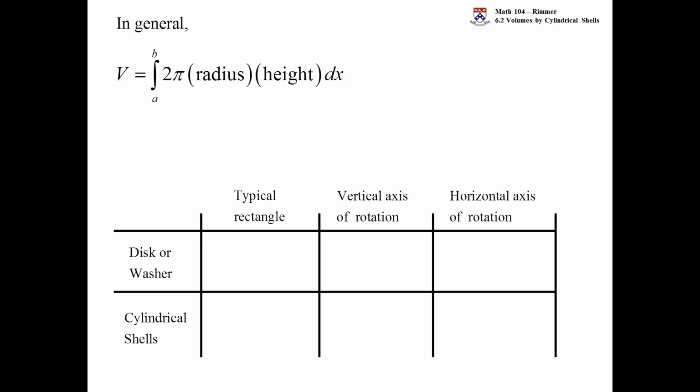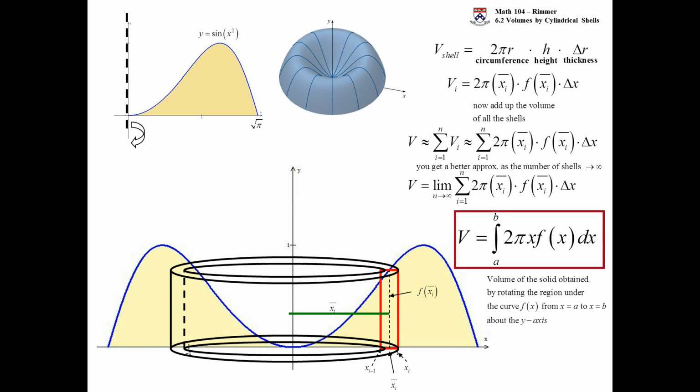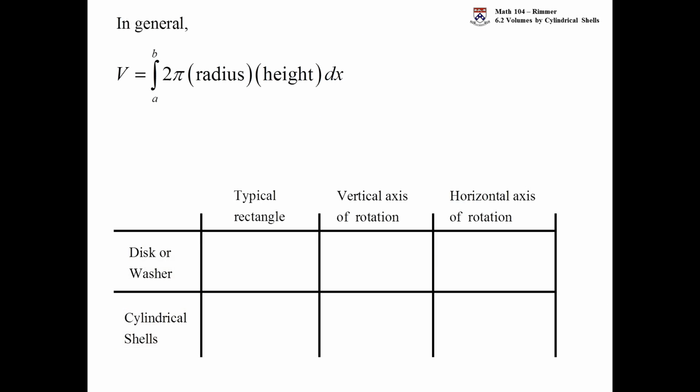It won't always be in x. We'll see that sometimes it might be in y. And how do you know what the radius is? Well, it'll change depending on the problem. But just like with disk and washer, the radius is a distance from the axis of rotation to some typical rectangle. So we're going to start off by drawing a typical rectangle and go from that axis to that rectangle. Remember, that's what xi bar did. It went from the axis here to the typical rectangle. And then what's the height? That's just the height of the rectangle, basically.